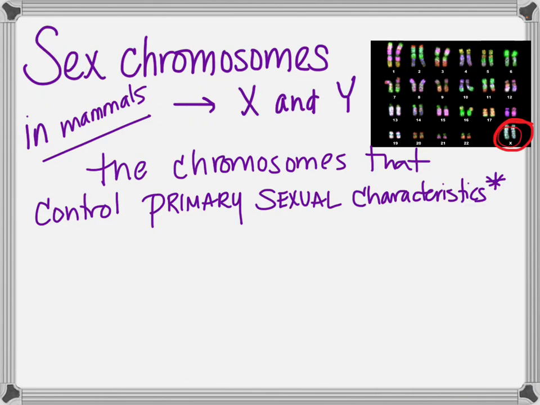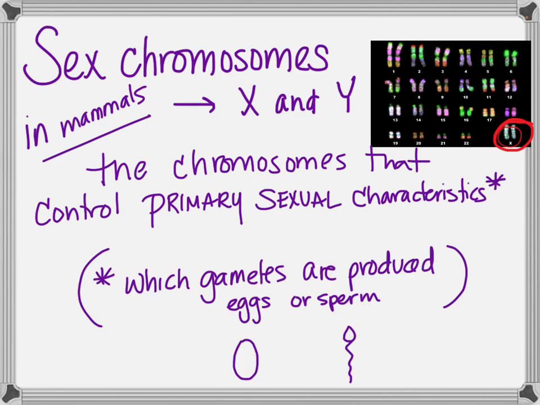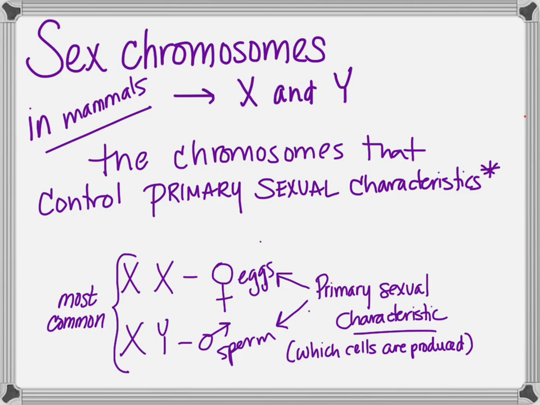So the sex chromosomes in mammals, in humans and deer and dogs and foxes and sea lions and elephants and whales, are X and Y. And these are the chromosomes that control what we call the primary sexual characteristics. So the primary sexual characteristic you might think is, do I grow a beard or not? It's not. It's just which gametes the body produces. So if the primary sexual characteristic is somebody produces eggs, typically they have an XX. People with an XY typically produce sperm. And that's kind of what we're talking about here.